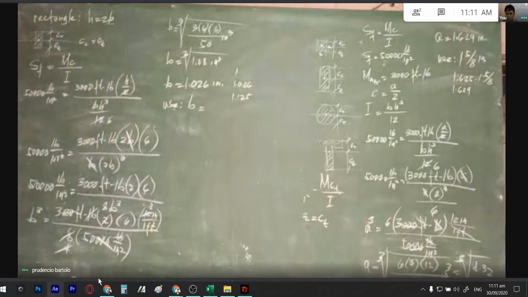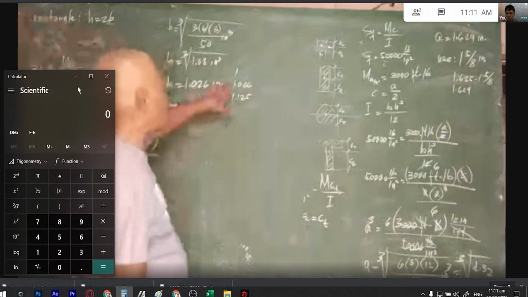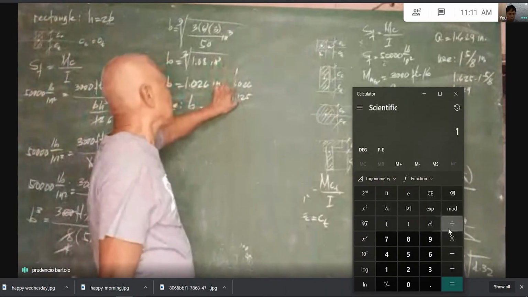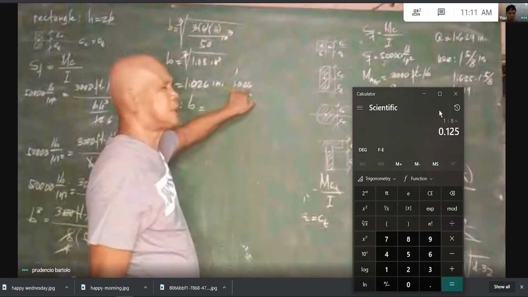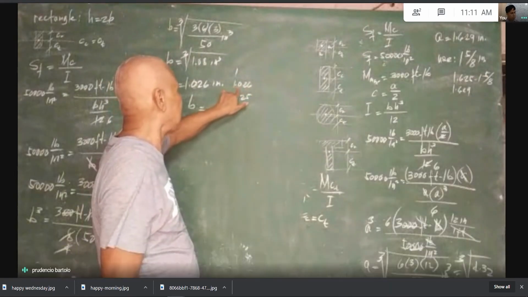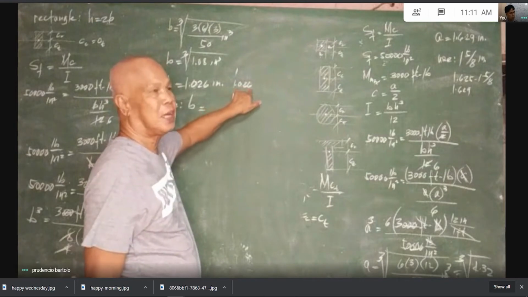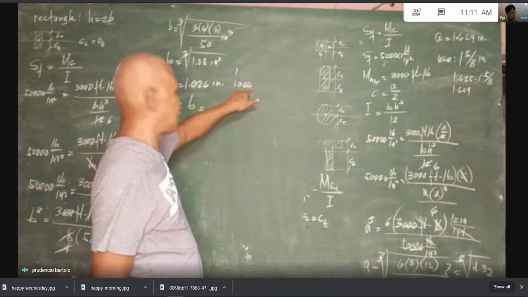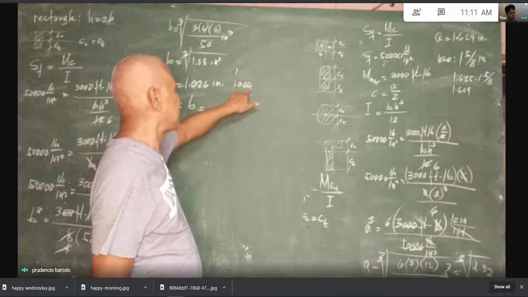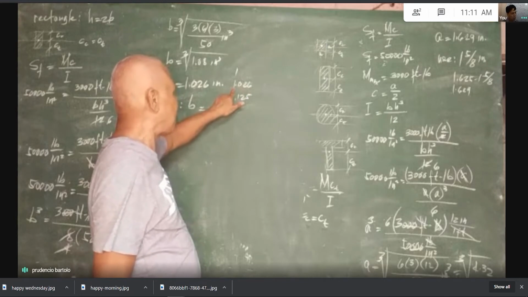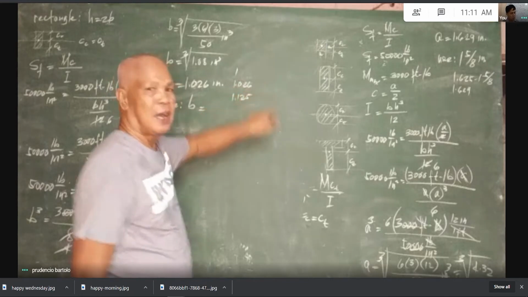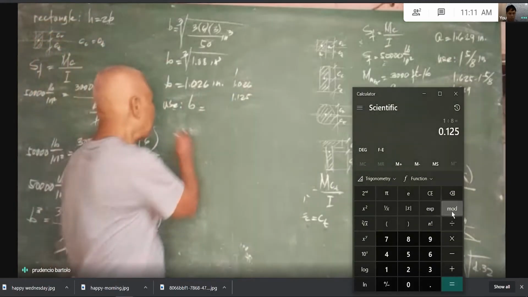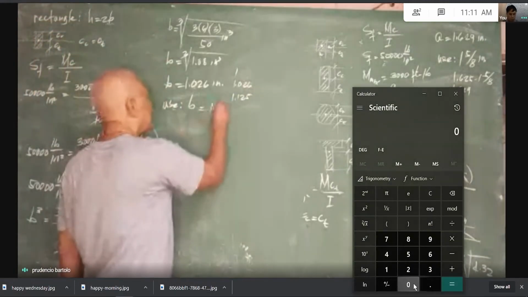So 1.026 subtracting 1 will give us 0.026. Multiplying it by 100, that is 2.6. 2.6 divided by 1.026 will give us less than 4%. So we use the lower value.